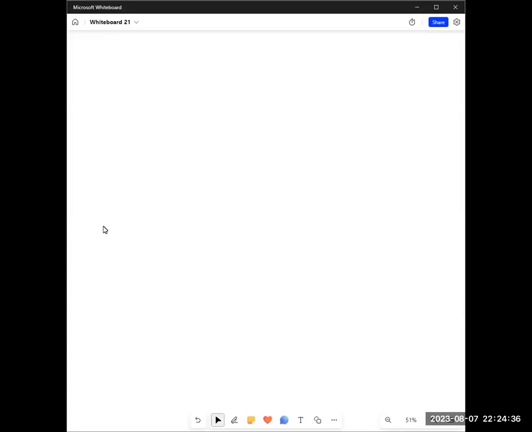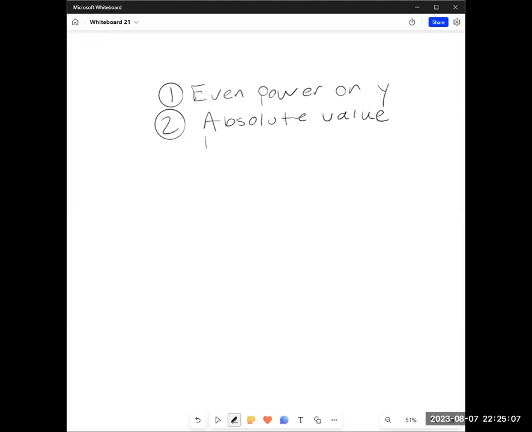In this video, we're going to talk about determining whether an equation defines y as a function of x. There are three things we're going to look for to tell us if y is not a function of x. The first thing is an even power on y. The second thing would be absolute value bars around y, or an expression containing y, for either of these things.